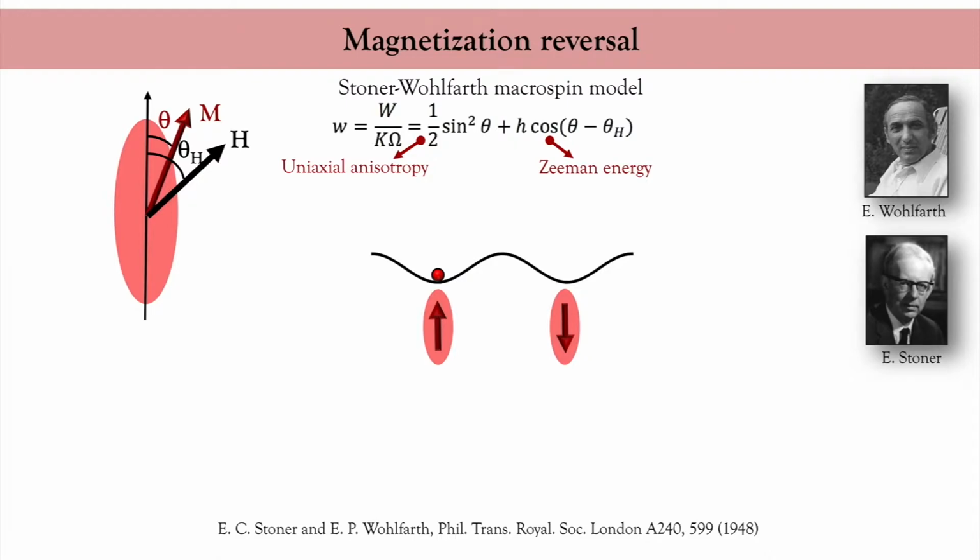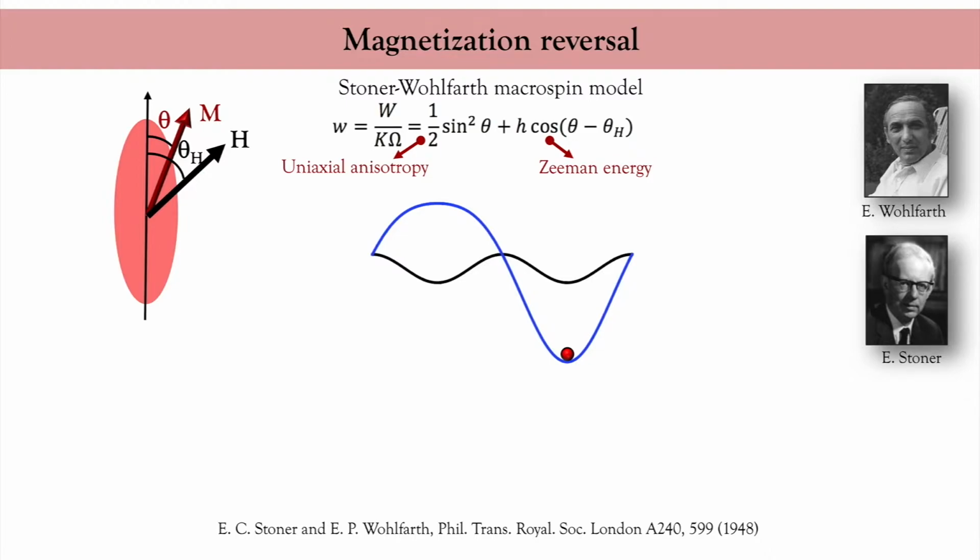Now, let's turn on the magnetic field and apply it against the magnetization direction. Then the energy profile gets distorted and the up direction is not stable anymore. Only the down direction is. Therefore, the magnetization must switch from up to down. What we would like to do is to obtain a general formula of the switching field for any direction of the magnetic field with respect to the anisotropy axis.